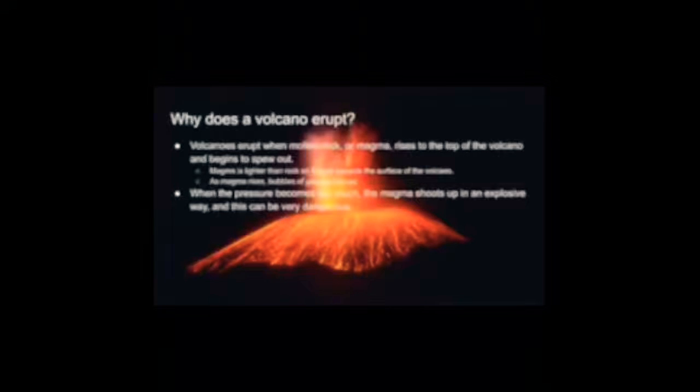Magma is lighter in density than rock, so it tends to rise towards the top of the surface and build up pressure, and these bubbles of gases are formed, and we'll talk about these gases later. Those bubbles of gases are formed underneath the magma, and the pressure that's there becomes too much, and the magma shoots up in an explosive way, which tends to be very dangerous for the surrounding areas.